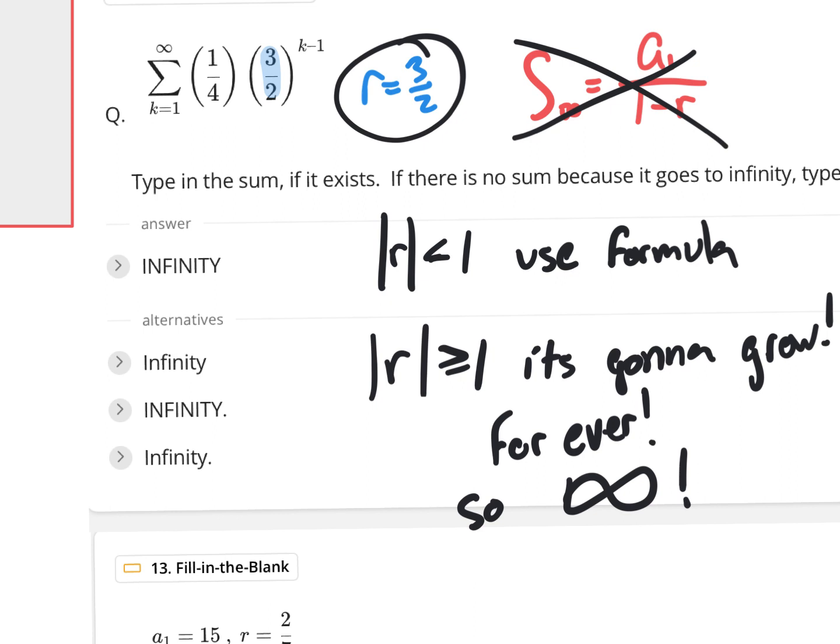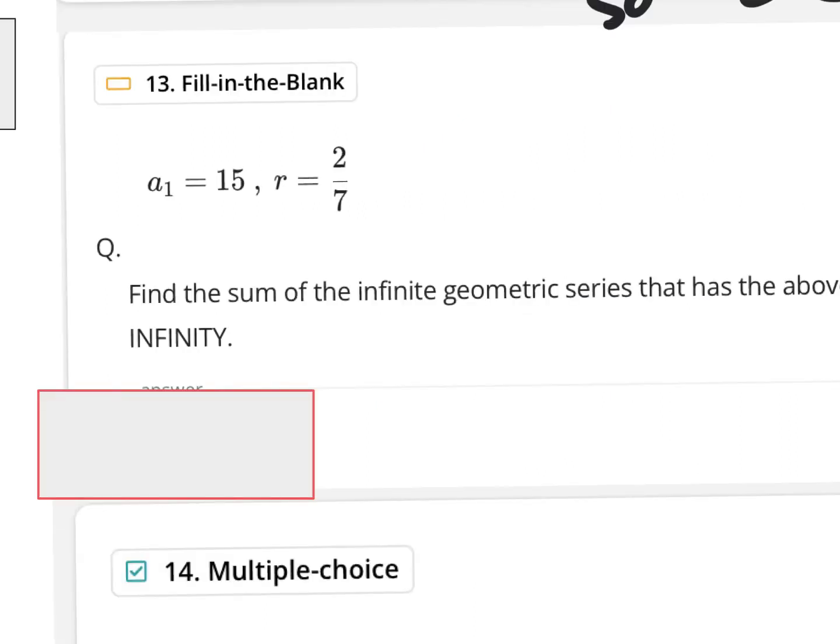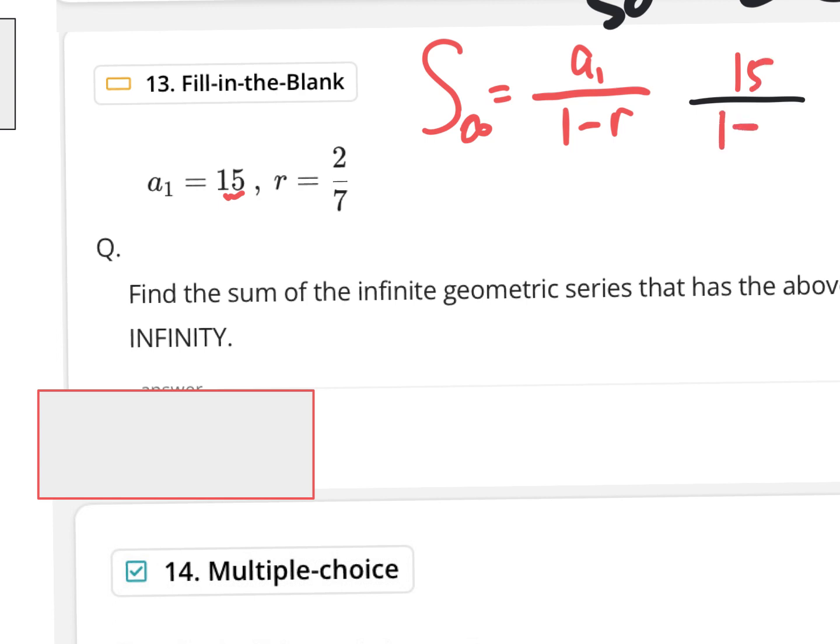Anyway, moving on. They want us to find the sum of the infinite geometric series given this information, and that's pretty easy because the summation formula for an infinite geometric series, and I shouldn't even put s sub n, that should be s sub infinity, technically, is going to be a sub 1 over 1 minus a common ratio r. So they're giving us the a sub 1 term, which is 15. So you have 15 up here. And on the bottom we have 1 minus the common ratio r, which is 2/7.